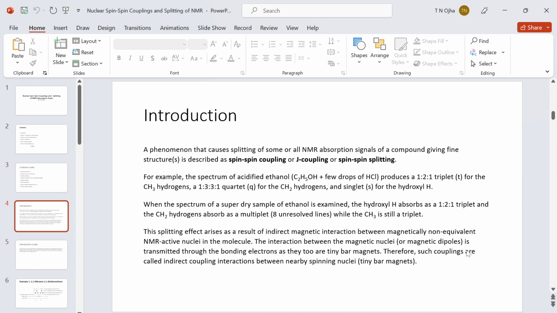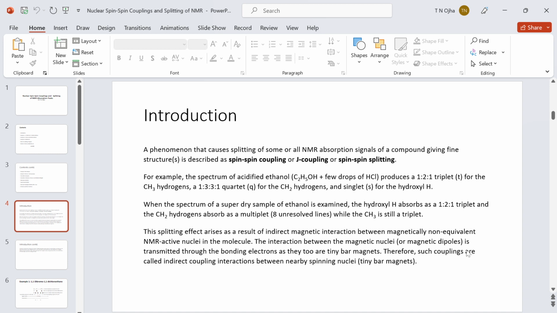produces a 1:2:1 triplet for the methyl hydrogens, a 1:3:3:1 quartet for the CH2 hydrogens, and a singlet for the hydroxyl hydrogen. However, when the spectrum of a super dry sample of ethanol is examined, the hydroxyl H absorbs as a triplet and the methylene hydrogens absorb as a multiplet, theoretically 8 unresolved lines, while the CH3 is still a triplet.